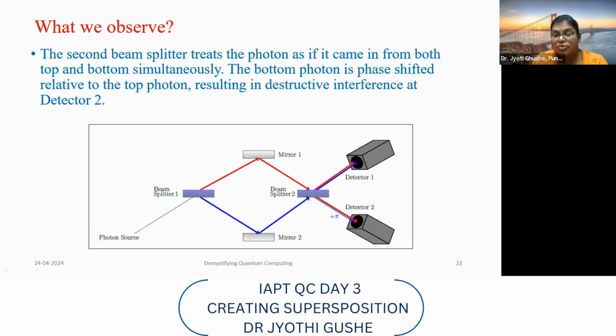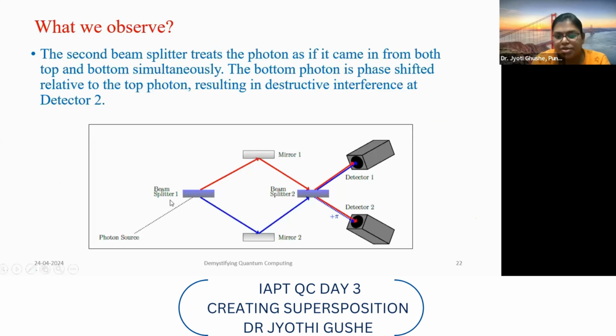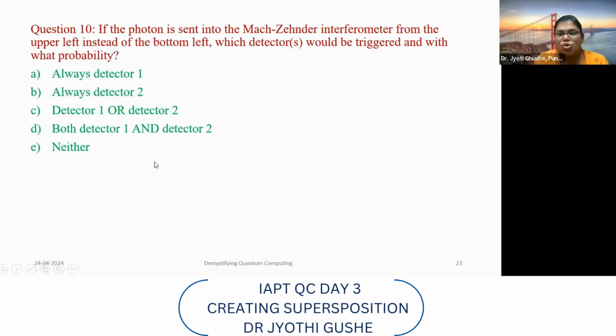Let me check what you have understood. Now, let me ask you one more question. If the photon is sent into the Mach-Zehnder interferometer from the upper left instead of bottom left, I will just come back to the diagram. The photon source was placed below. Now, if I change its position and keep it on the top, and the beam is incident from the glass side instead of dielectric, which detectors would be triggered and with what probability? Please type your answers in the chat box. Think and type.